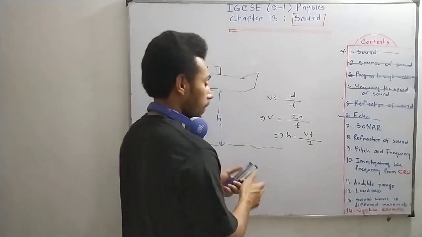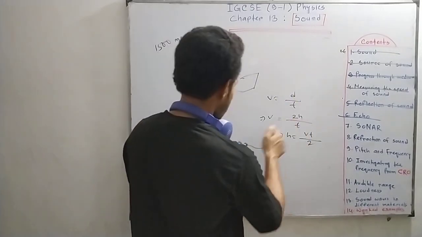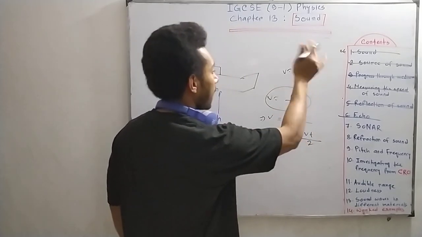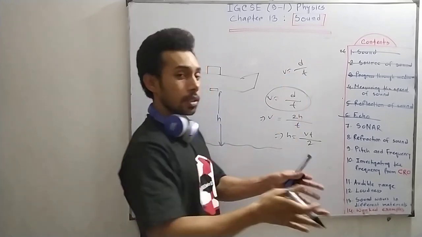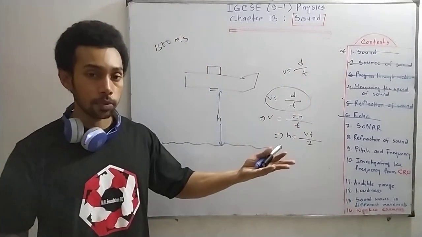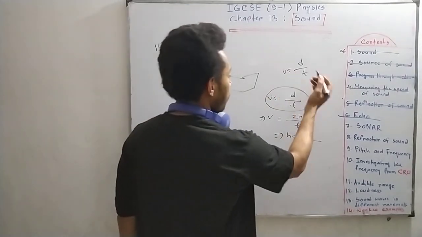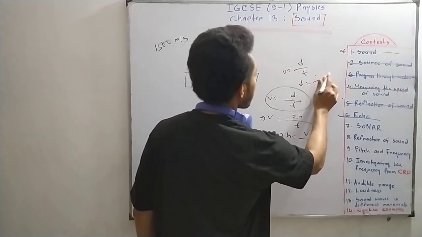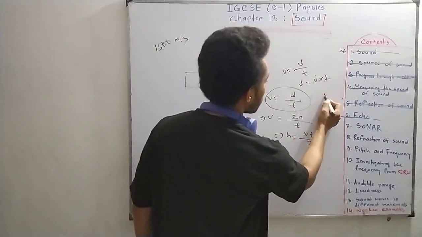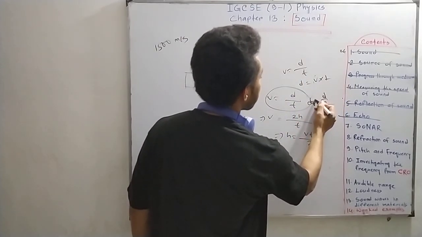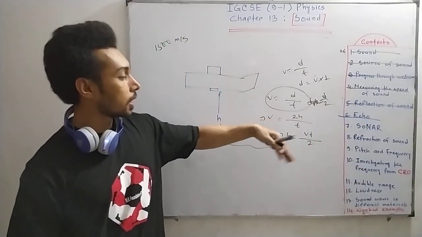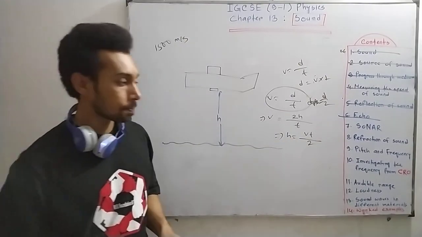If you don't like to use this formula, simply use v is equal to d by t, where d is the distance traveled by the sound, and it has traveled twice the depth of the sea. Therefore after finding d, which is v times t, you have to divide it by 2 to find the depth. If you use the formula with twice h by t, you'll directly find the depth h.